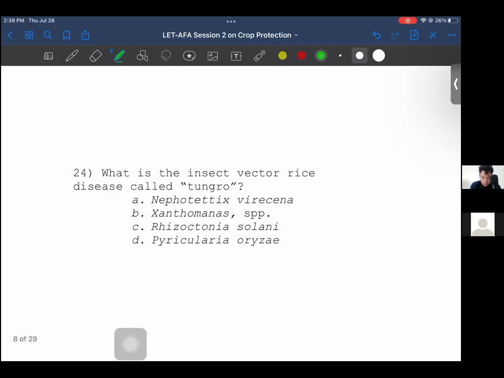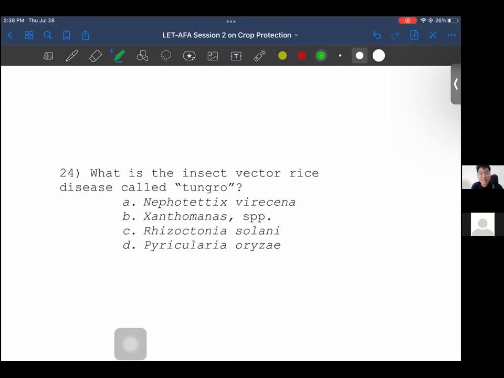Yeah, so let's go with this item. What is the insect vector of the rice disease called tungro? Ayan, ano yung insect vector ng rice disease? A, Nephotettix virescens, Xanthomonas, Rhizoctonia solani, or Pyricularia oryzae.